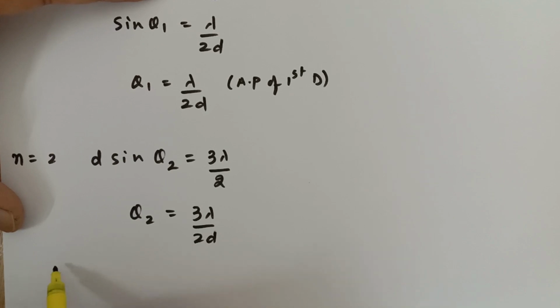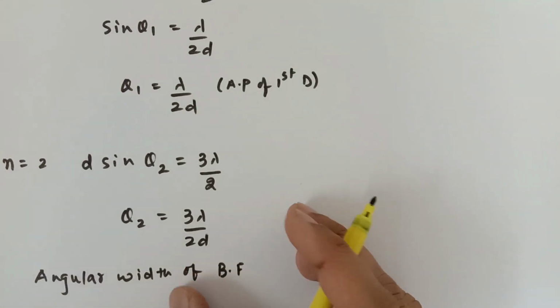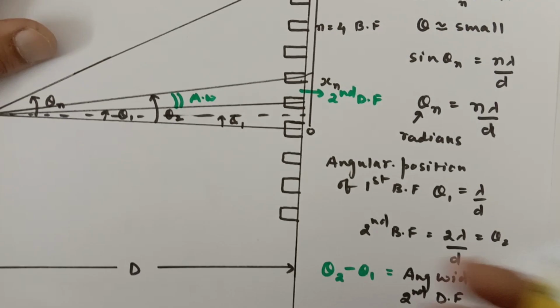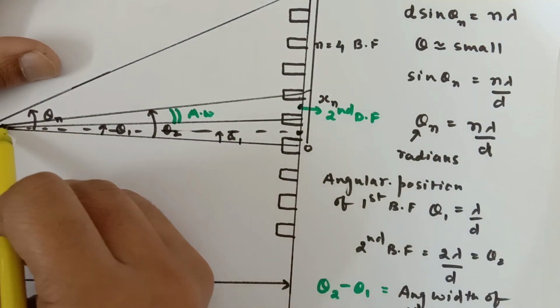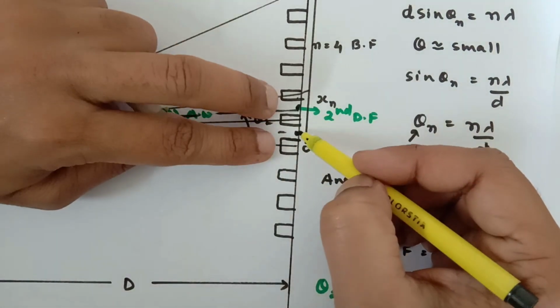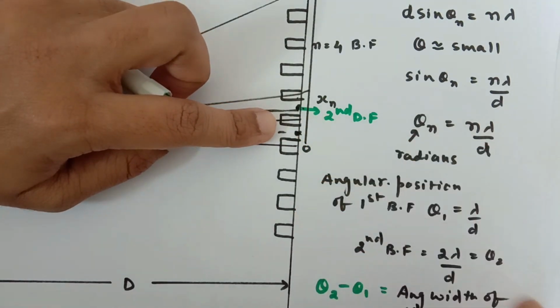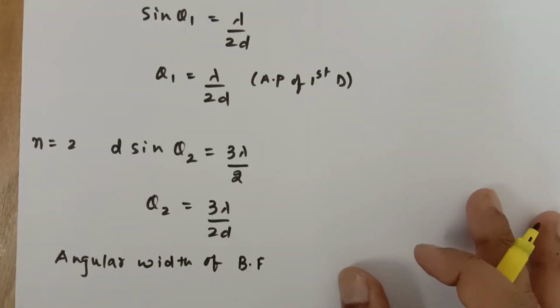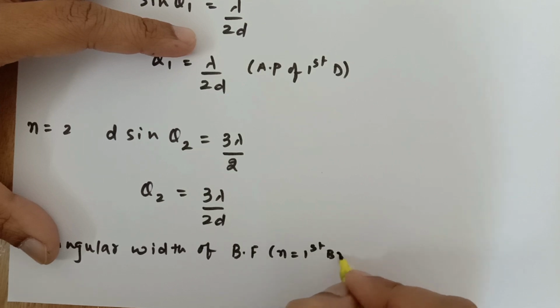Now if I am supposed to find out the angular width of the bright fringe, let me say which bright fringe we are talking about. So here this is your theta 1 and this angle would be theta 2, because you are talking about the first dark and the second dark, and between that you have the first bright fringe. So basically you are finding the angular width of the first bright fringe, n equal to 1, that is first bright.